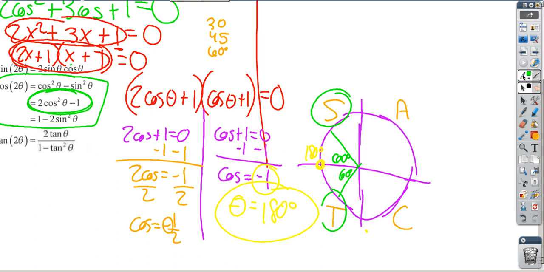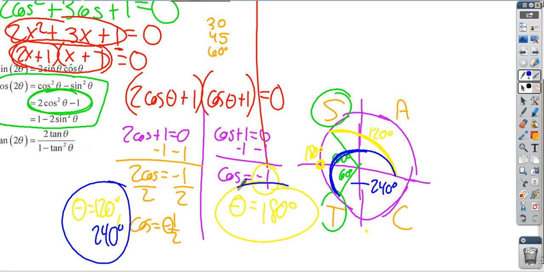So that means this angle right here is almost to 180 except for that last 60. So 180 minus 60 is 120. So there's our first solution from this side. And then we use a different color here. This angle right here, all the way past 180 plus that extra 60, would be 240 degrees. So theta is also 240. So 120, 240, and 180. And again, we could always check those.